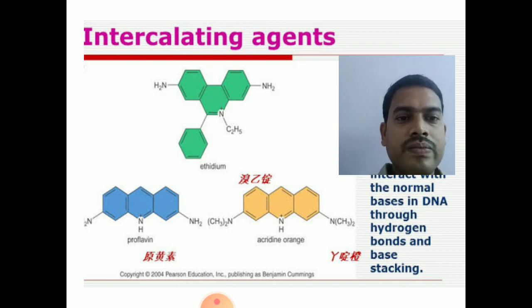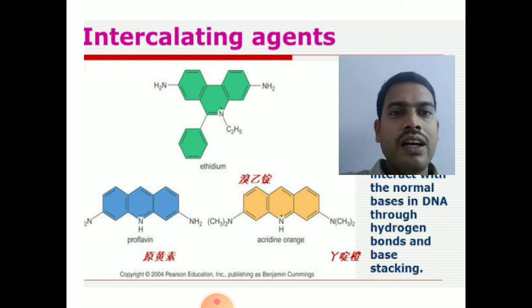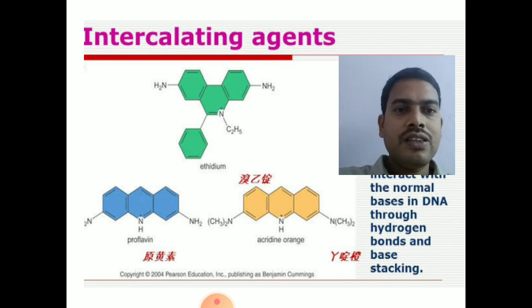Intercalating agents: acridine orange, proflavin, ethidium bromide. So those are the few intercalating agents. Ethidium bromide is generally used in agarose gels for identification of DNA and RNA with the help of UV light. With UV light, you can identify the bands present on the gels, especially DNA and RNA bands, with the help of ethidium bromide.